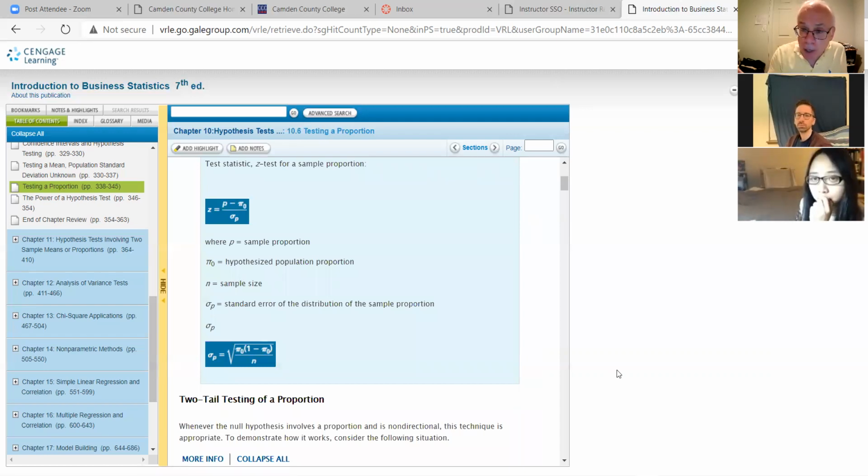Now, for a right tail test and left tail test, the area you find is the entire p-value. So for a left tail test, the area to the left of the test statistic is the p-value. For a right tail test, the area to the right is going to be the p-value, the full p-value.